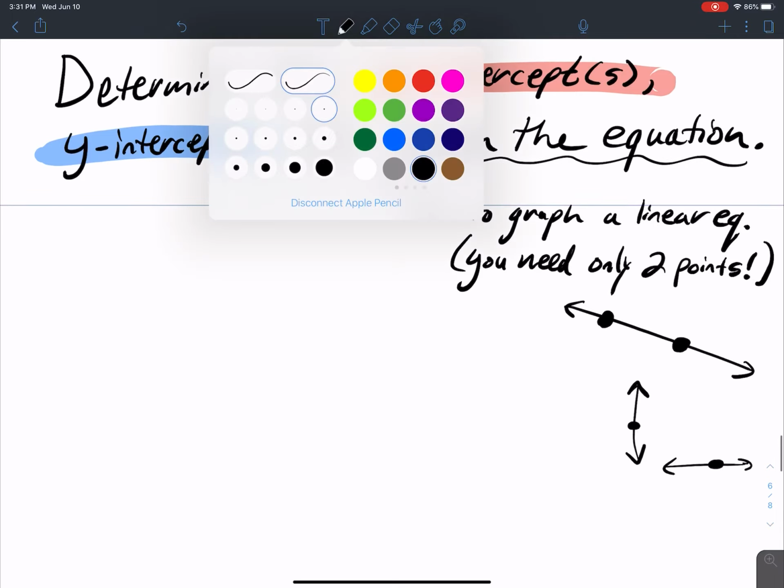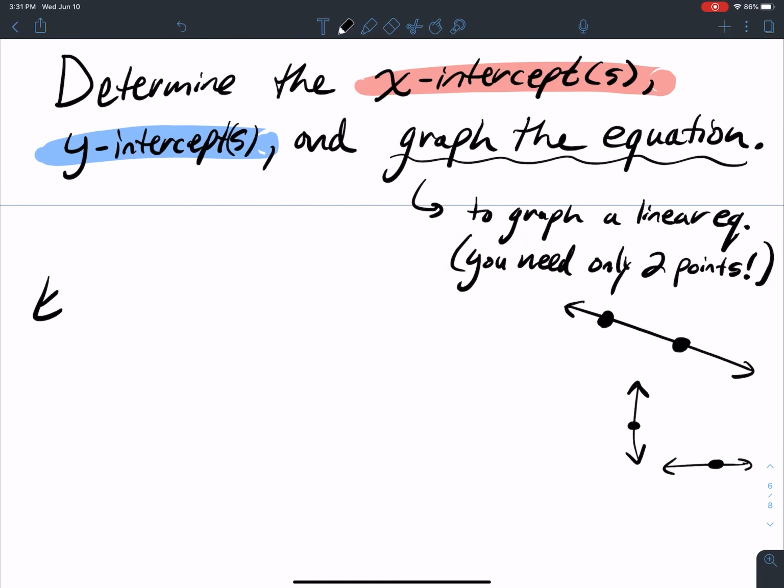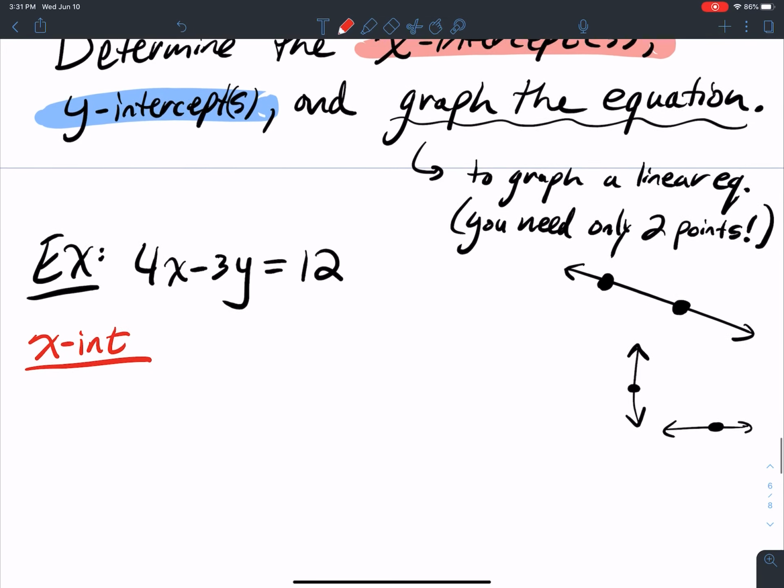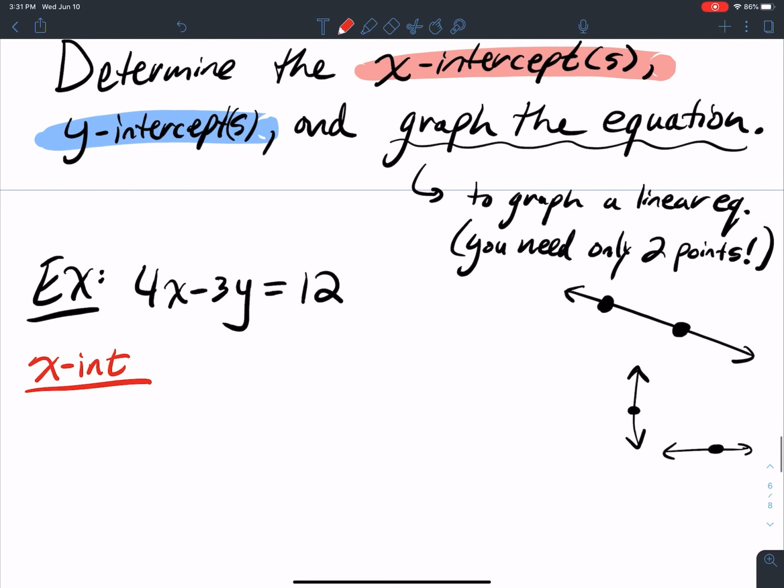Now take the example 4x minus 3y equals 12. I want to find x-intercepts and y-intercepts. So number one, I want to do the x-intercept. So to find the x-intercept, what do I do? How do I do this?